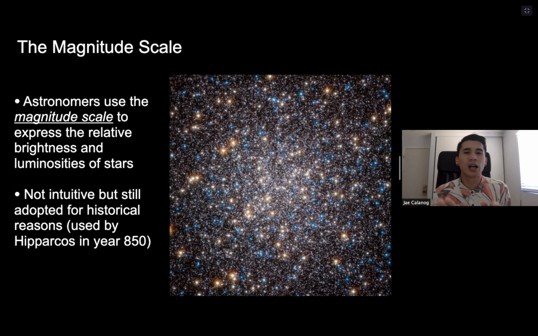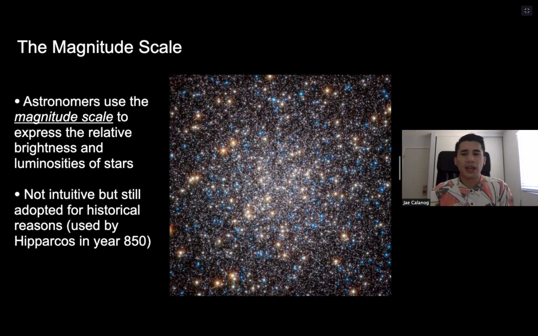What we're going to be talking about is that, when you also look at this picture, the stars here have different brightnesses. Some can appear really bright, and some of them can appear really faint. When astronomers describe the brightness of stars, we use this thing called the magnitude scale. The magnitude essentially is just a number like 1 or -1 or 10, but it tells you how bright a star is relative to some standard star that we chose.